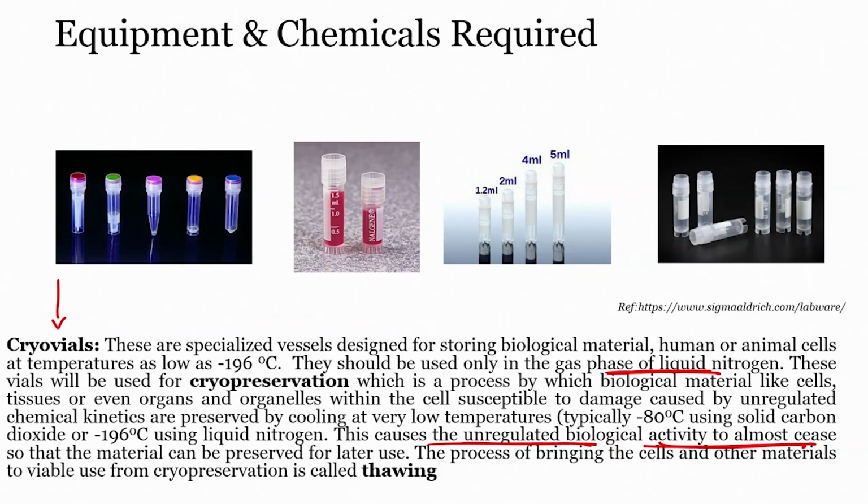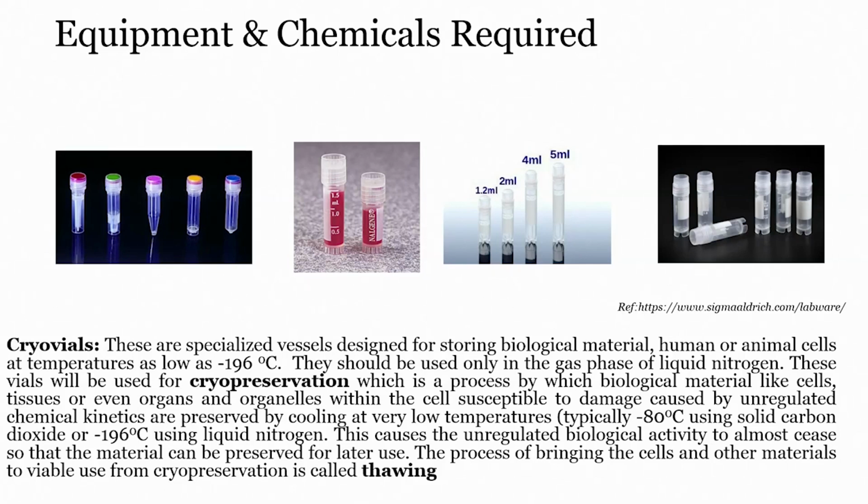The process of bringing the cells and other materials to viable use from cryopreservation is called thawing. Thawing is nothing but heating. So, these are cryovials in which you can load the cells and preserve them for a longer time.